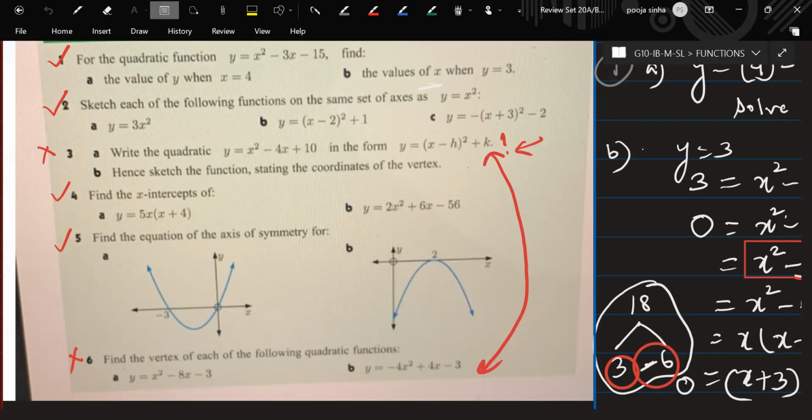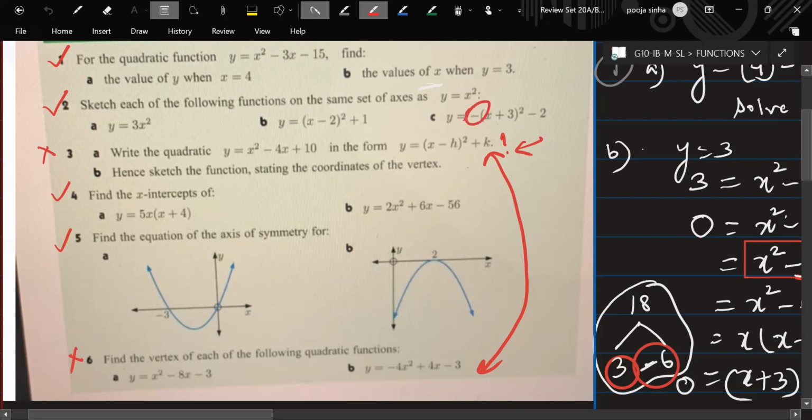What is the third part? The C part? Will this be a reflection? No, right? Wait one second. C part. Yeah, it will. It's a vertical reflection. And why? Because of what? It's a reflection because there's a minus sign here, minus 1 on the outside. It's not inside, it's outside.